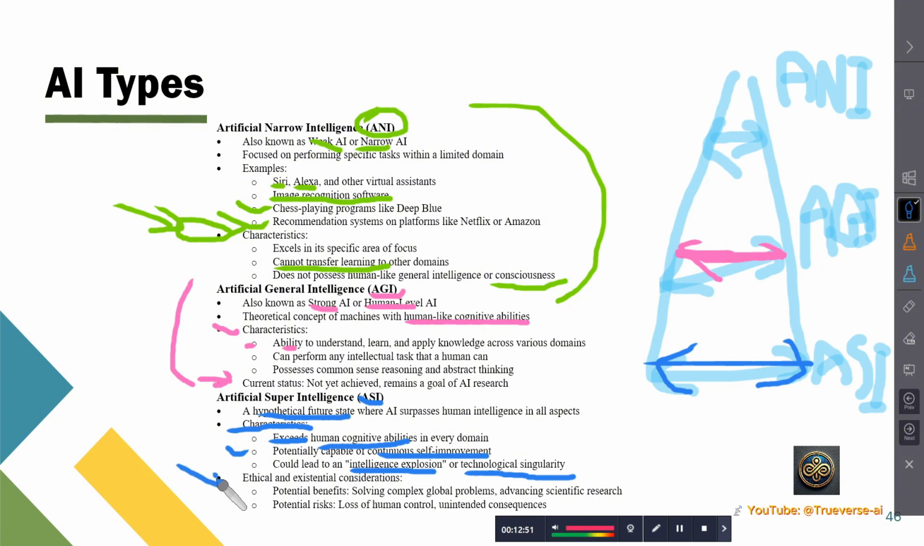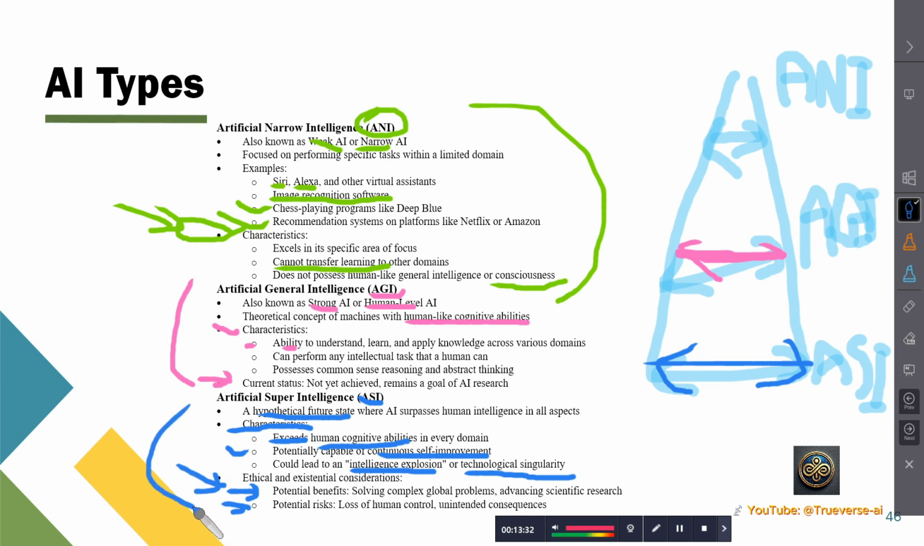So there are ethical and existential considerations. First, potential benefits. ASI could solve complex global challenges, advance scientific research, and develop solutions beyond human capability. But ASI could also lead to a loss of human control, unintended consequences, or ethical concerns surrounding power dynamics between humans and machines.